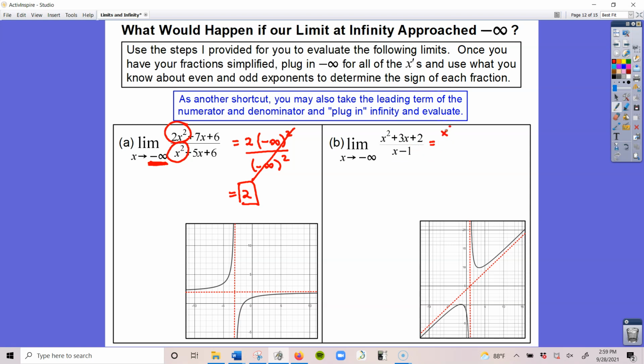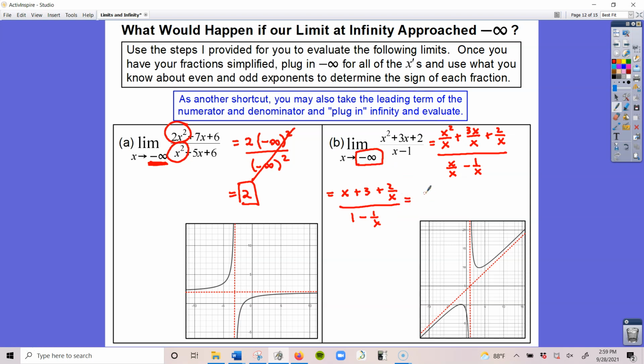So this would be x squared over x plus 3x over x plus 2 over x, all over x minus 1 over x. Now we simplify. x squared over x is x, plus 3 plus 2 over x, all over 1 minus 1 over x. Now instead of plugging in infinity, we're plugging in negative infinity.